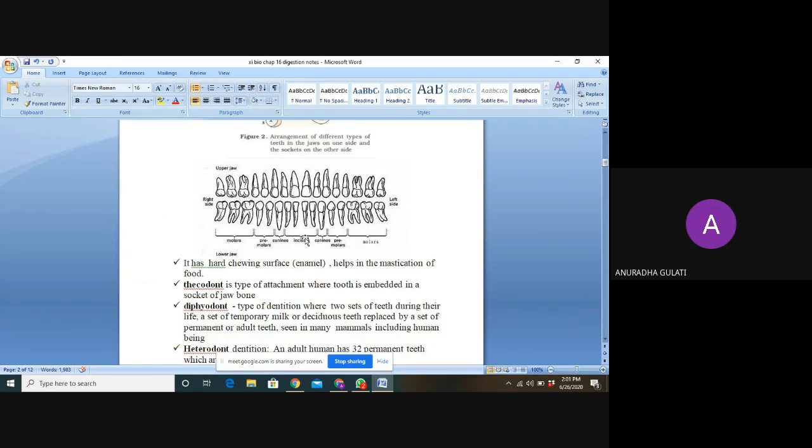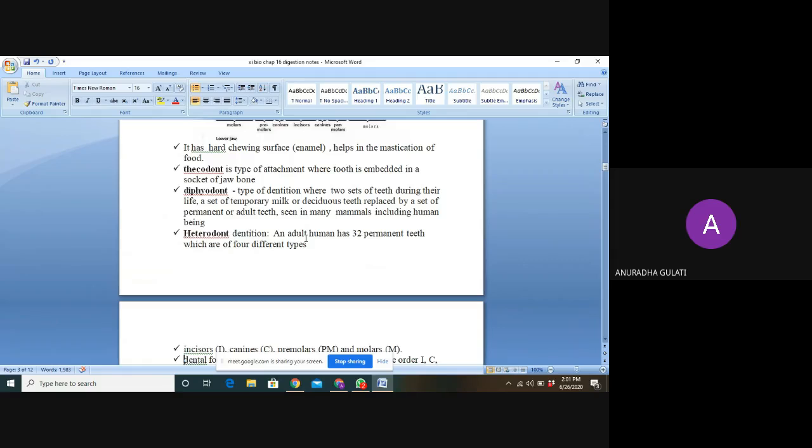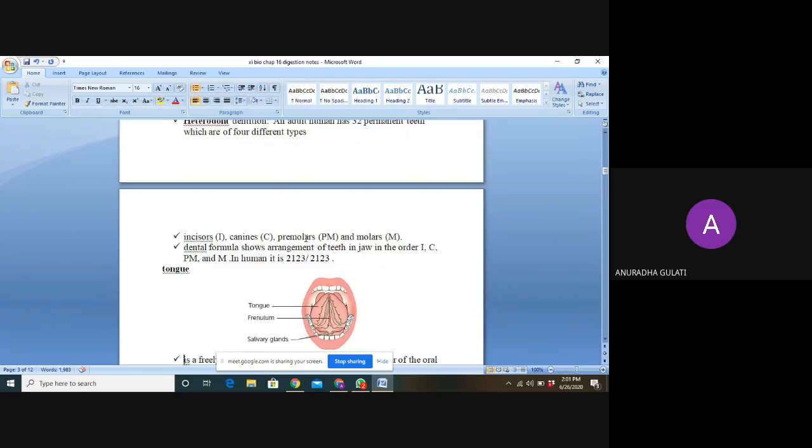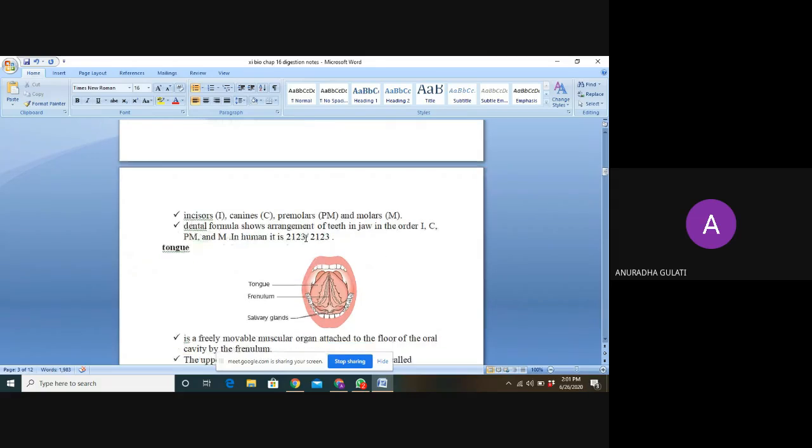Thecodont is the type of arrangement when the tooth is embedded in the socket of the jawbone. Diphyodont is the type of dentition when there are two sets of teeth in a lifetime. As a child, there is a set of temporary or deciduous teeth, which are replaced by permanent or adult teeth. The different types of teeth are arranged in a particular pattern, and the dental formula is represented by 2123 upon 2123.